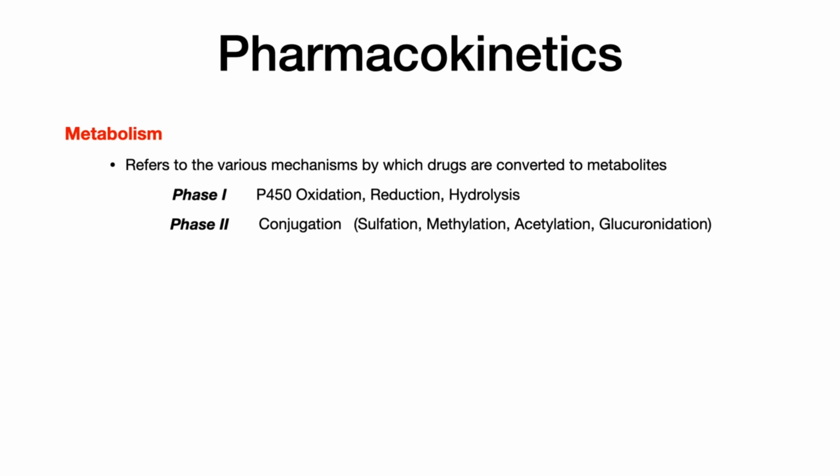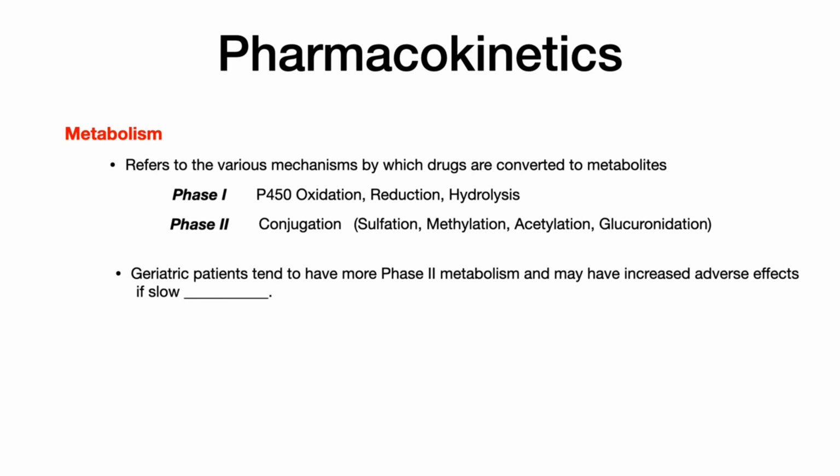Something that's very important to know for the purposes of exams is that geriatric patients tend to favor phase 2 metabolism, and because of this, they can experience adverse effects of drugs if they are slow blankers. And I'm saying blankers because the question could tell you that they are slow at sulfation, or they're slow methylators or slow acetylators.